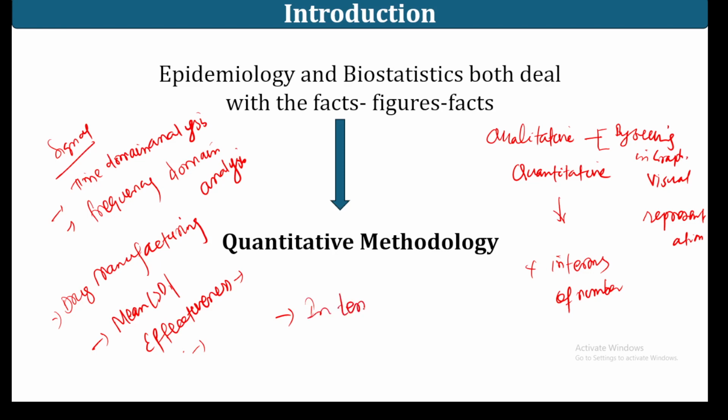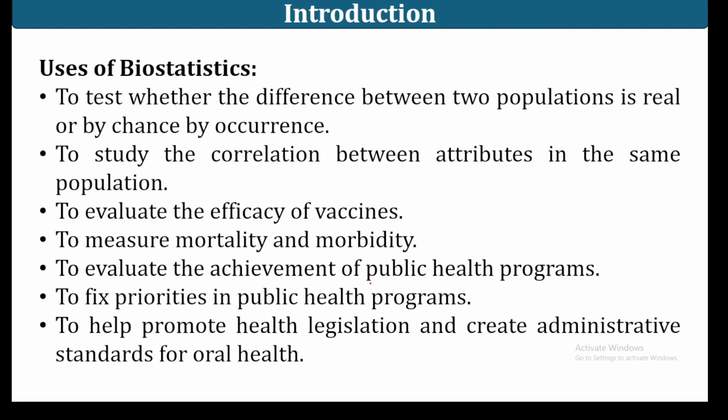We have to say how much percentage of change we are making and what is the influence of that change on the output. So this is how statistics all works. So the use of biostatistics: it will be a test of whether the difference between the two populations is real or by chance, by occurrence.